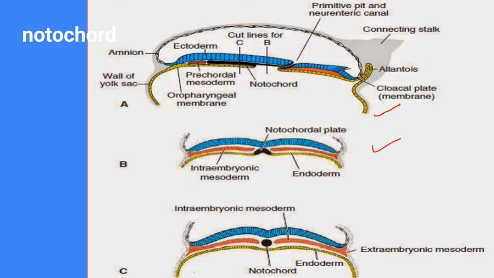These three pictures depict the development of the notochord. As I was describing from the beginning, the primitive pit now grows into the head process with a central canal. At one stage, both cavities are communicating. That is the neurenteric canal. At this stage, the notochord appears as a plate-like structure called the notochordal plate. And lastly, the definitive notochord appears between the definitive ectoderm and the definitive endoderm. And also the intraembryonic mesoderm has already formed.